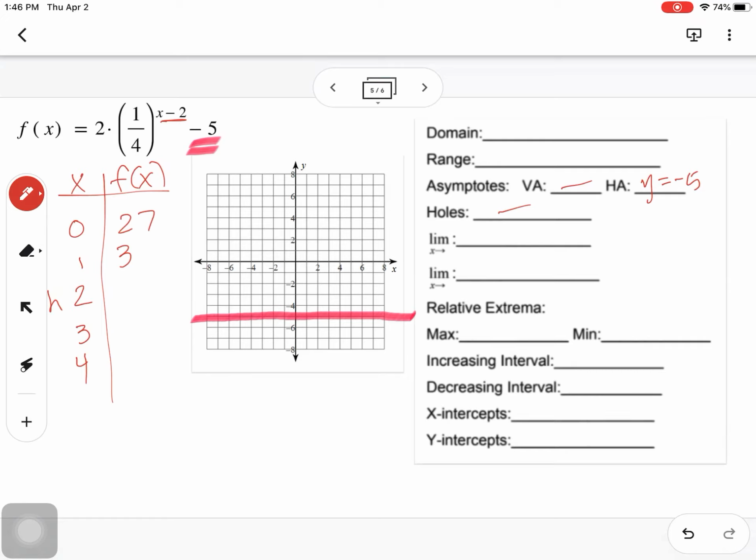When I do 2 minus 2 is 0, 1/4 to the 0 is just 1, 2 minus 5 then is negative 3. When I plug in 3, 1/4 to the first is what this becomes, it's just 1/4, times 2 is a half, minus 5 is negative 4.5. And then 1/4 squared gives me 1 over 16. 2 over 16 minus 5 gives me negative 4.875. So it is approaching that asymptote like I expect.